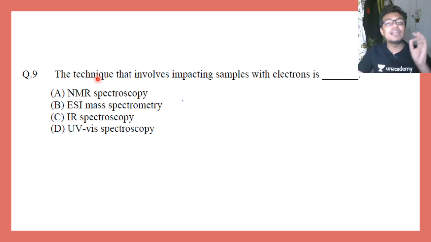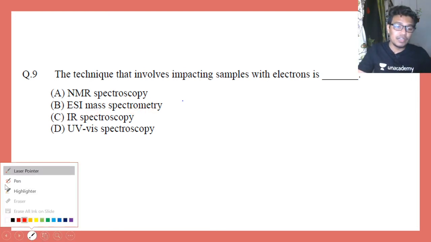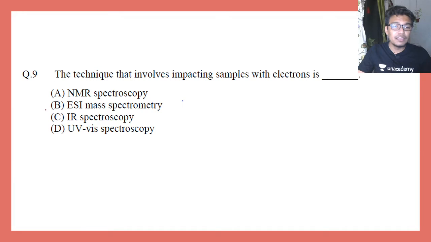So this question is fairly simple. You just need to know the technique, the principle, and then you can answer this question. It was asked in IIT JAM. The technique that involves impacting the sample with electrons is: NMR, ESI mass spectroscopy, IR spectroscopy, or UV spectroscopy. So all of these spectroscopy techniques actually use light, but ESI mass spectrometry uses the electrospray ionization technique, which is bombardment of the sample with an electron beam. So that is why ESI mass spec is the correct answer in this case.